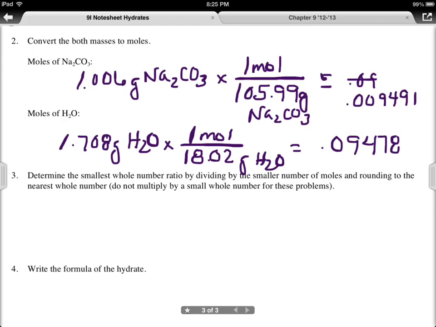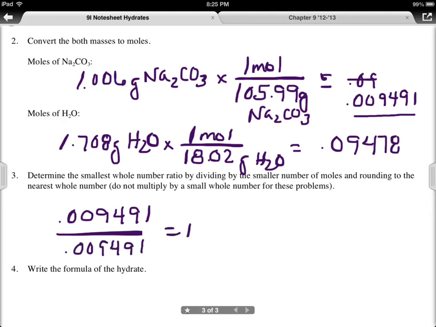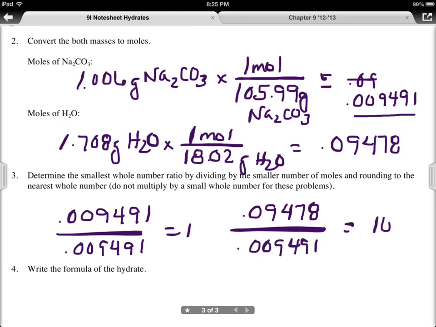So here I'm going to divide both of these by 0.009491. So I'll take 0.009491, divide it by itself, and of course that gives me 1, and when I take the water moles, 0.09478, and divide it by the smaller of the two numbers, 0.009491, I get 10. In this case, unlike the other empirical formula problems that we did, this value is always going to come out to be a whole number or really close to it. So we're never going to have to do that multiply by a small number thing.